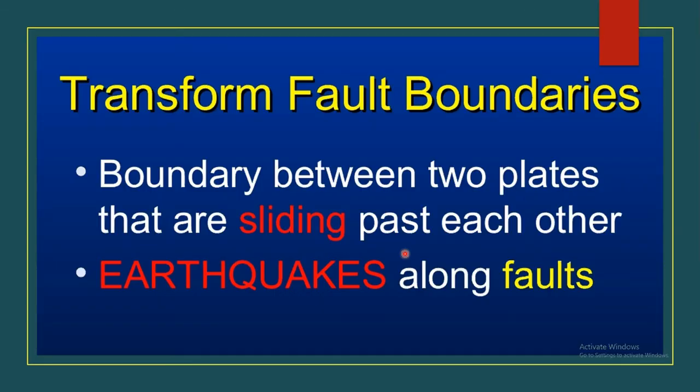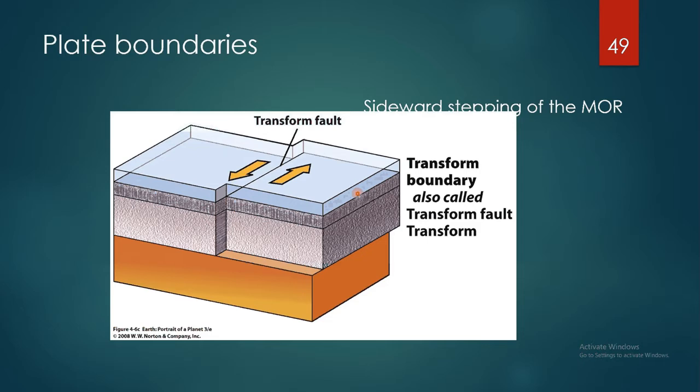So the next plate boundary is called a transform fault boundary, or transform faults. A transform boundary is between two plates that are sliding past each other, and this also causes a lot of earthquakes, more frequent earthquakes than any other type of fault, and we're going to speak about that.